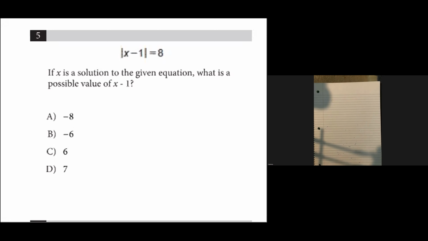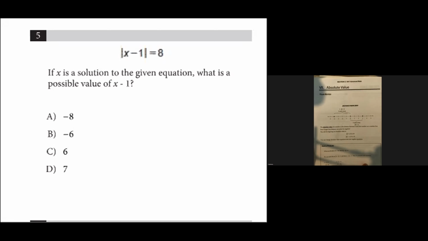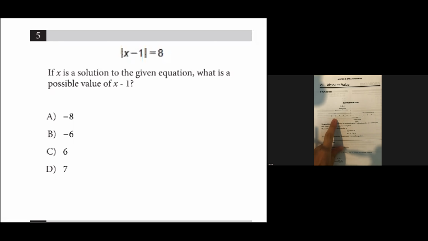Okay, so for this one, what we are doing is absolute value. So absolute value basically takes whatever number and makes it positive. So the absolute value of a number is the distance between 0 and that number on the number line. So if it would be -4, it's 4 units away. If it's 3, then it's 3 units away. And so the absolute value of A equals A if A is greater than 0, and the absolute value of A is negative A if A is less than 0.